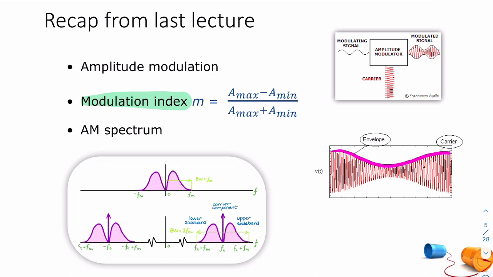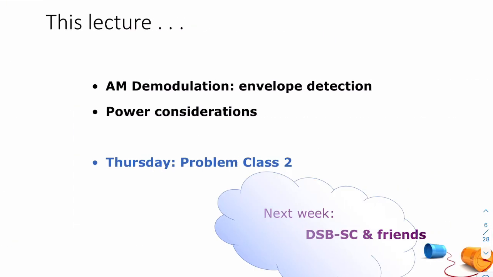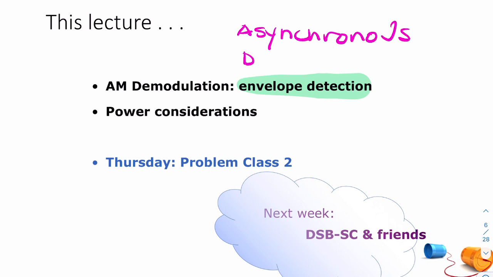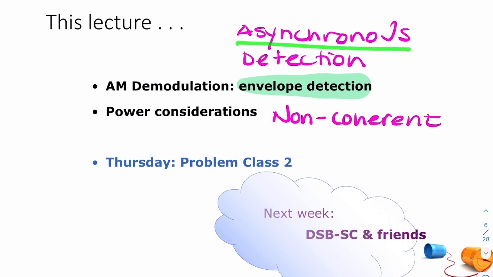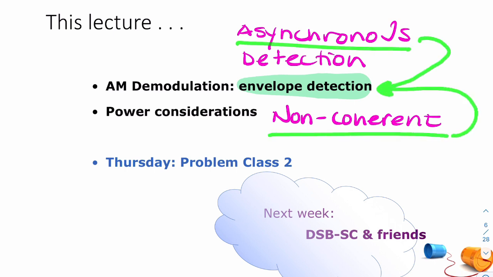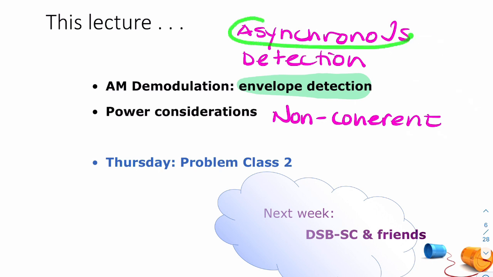Today we're going to look at some of the implications of this large carrier component. But first we're going to talk about demodulation. That is, how can I recover this original message from the AM signal? How do I detect the signal from this envelope? We're going to talk about envelope detection, which is an example of asynchronous detection. Another word for asynchronous is non-coherent. If you see these words, they refer to envelope detection. What it means basically is we don't have a local oscillator, we don't have a local RF generator.